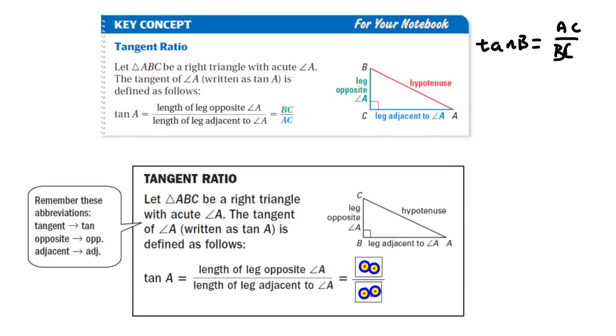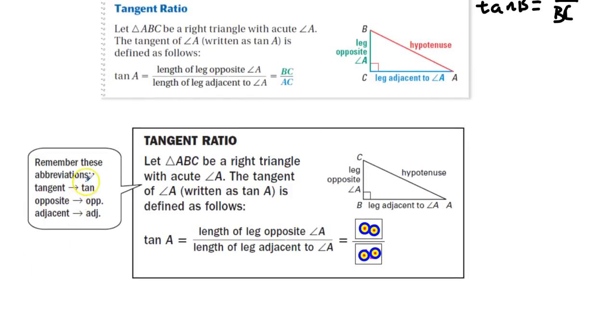All right, so let's get that down in our note-taking guide. Notice here they're pointing out some abbreviations. Tangent is abbreviated TAN, so eventually you're going to be using your calculator to help you with trigonometric ratios, and on your calculator it'll say TAN. The book is going to abbreviate opposite with OPP, and adjacent with ADJ.